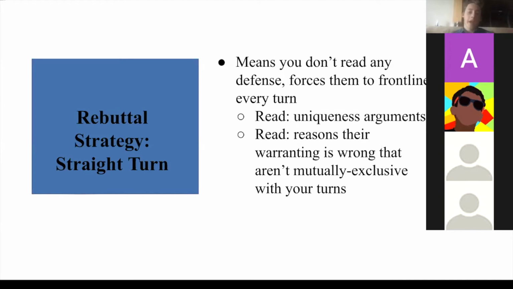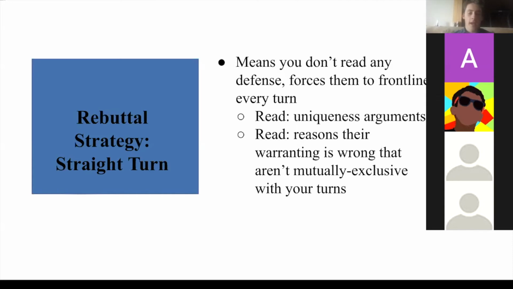The only thing you can't do is you can't read a piece of defense that is mutually exclusive with your turns. So let's change up that scenario a little bit. Let's say you make the same piece of analytical defense on cutting off the oil revenues not actually being a bad thing for the Venezuelan economy.